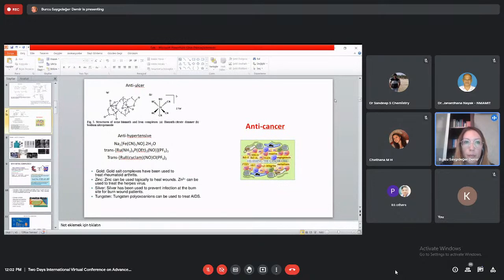It is known that gold compounds are used in the treatment of rheumatoid arthritis, and zinc complexes are used in healing of wounds, and silver compounds are used in prevention of infections and burns, and tungsten polyoxyions are used in the treatment of AIDS.